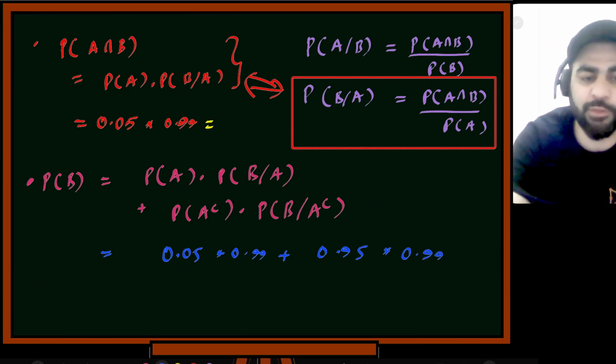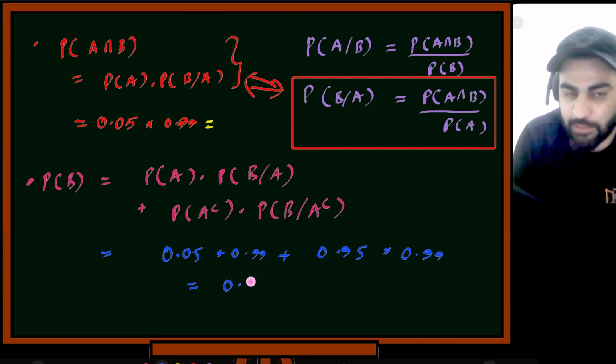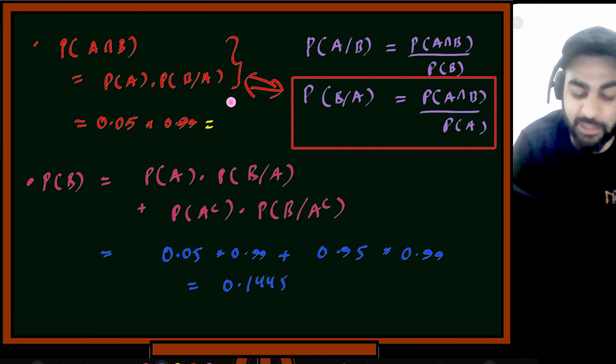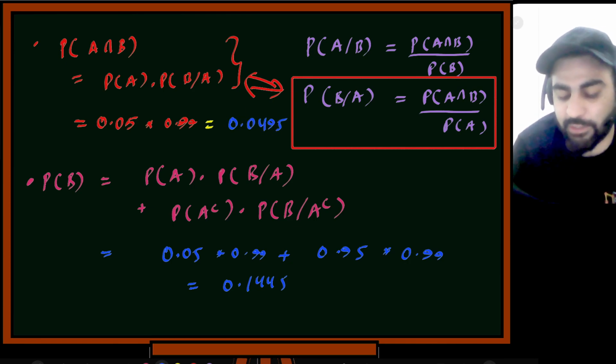Can somebody also compute this? I think it is 0.1445. Has somebody computed this? Yes, sir, 0.0495. So these are the two probabilities.